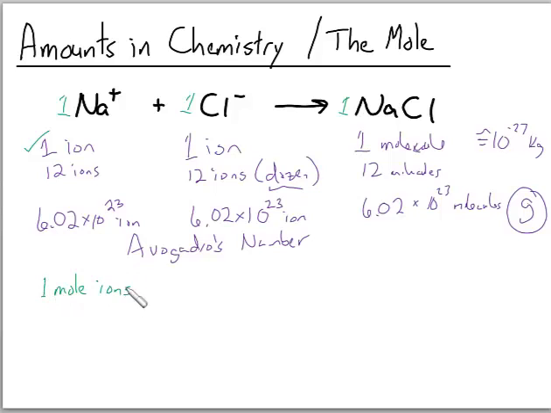1 mole of sodium ions and 1 mole of chloride ions are going to yield 1 mole of sodium chloride molecules. So yeah, there's 2 of those embedded within there, but together they make 1 molecule. And so the ratio is 1 to 1 to 1, just like we see up here. And that 1 mole represents that number of ions or atoms or molecules. And so that's the link between the 2 concepts.